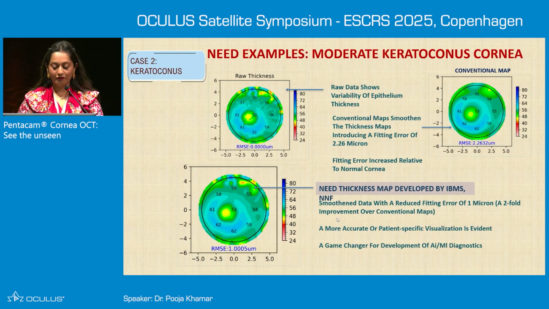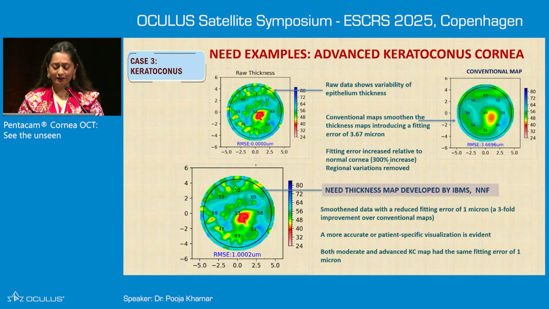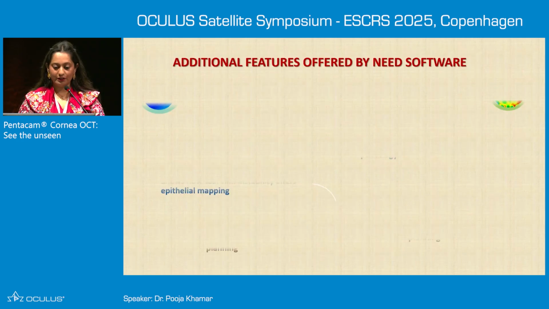And with the new software being integrated, it will minimize this error of 2.26 microns, and it will bring the fitting error as close to 1 micron, which is the normal thing, which will give us a more accurate or patient-specific visualization, a game changer for development of AI or ML diagnostics, which they are already planning. And if you go for an even more advanced case, there is an even greater error that you see, and of course, it will be neutralized when this is incorporated.